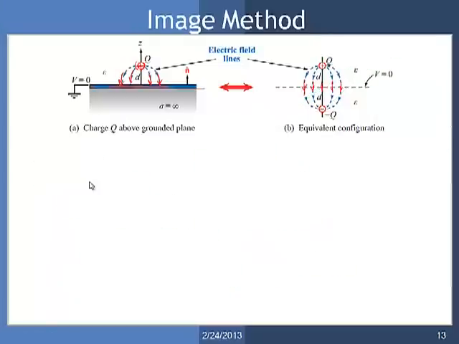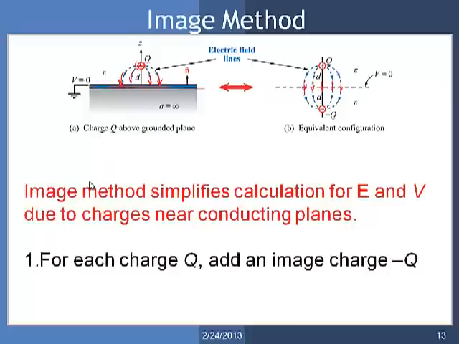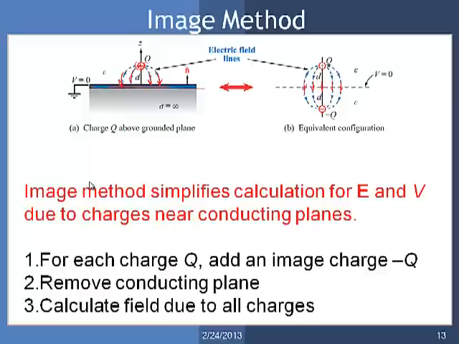So the image method really simplifies the calculation for electrostatic field or electrostatic potential due to charges near conducting planes. To reiterate the process for the image method, for each charge q, you would add an image charge minus q at a position that is symmetrical to the conducting plane. And then you remove the conducting plane and calculate the field due to all charges using Coulomb's law.